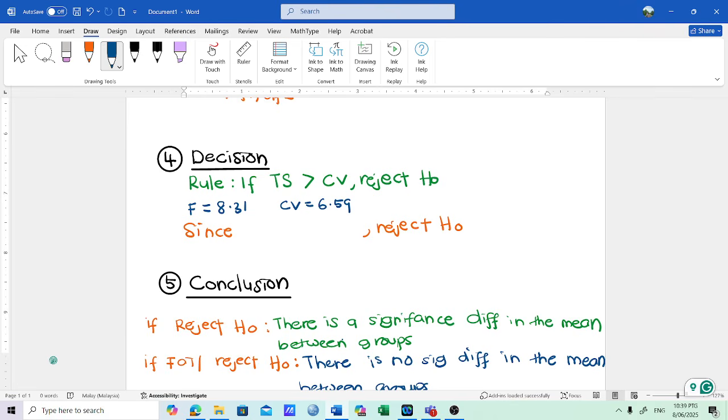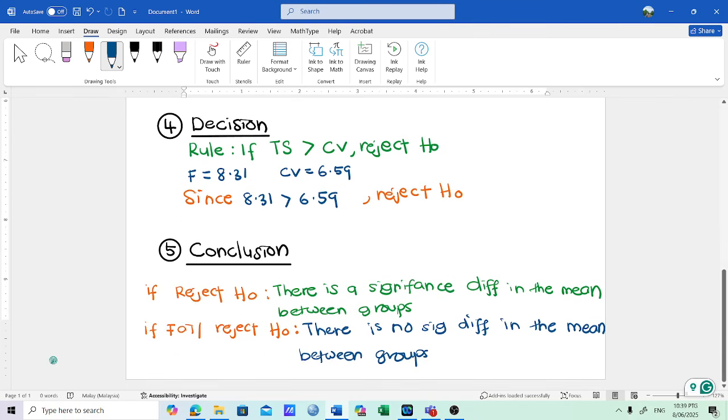Then how to write the decision? Since 8.31 is greater than 6.59, then we can reject the null hypothesis. The last step is the conclusion.